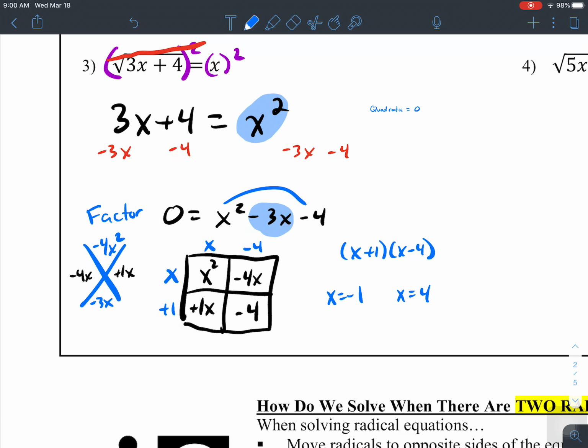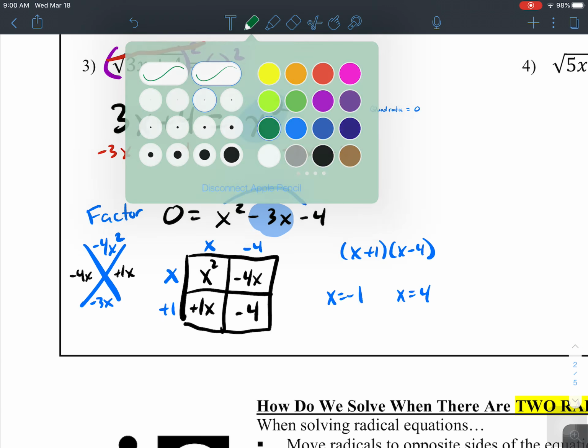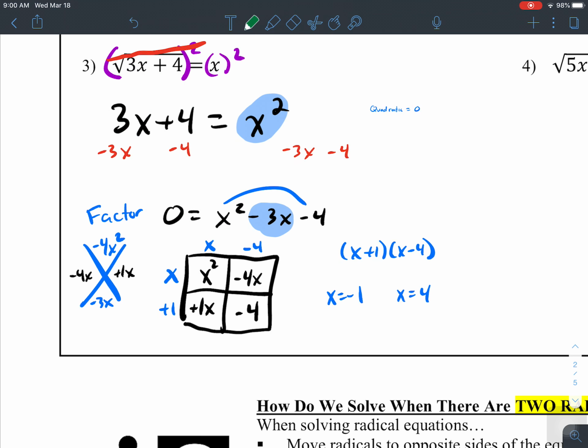And you're tempted, because this was a lot of work, to just box them and stop. But you need to check your answers. We need to plug them in. And I'm going to do it by hand so you kind of see what's going on. We have the square root of 3x plus 4. So 3 times negative 1, so I have negative 3 plus 4 equals x equals negative 1. Does the square root of 1 equal negative 1?